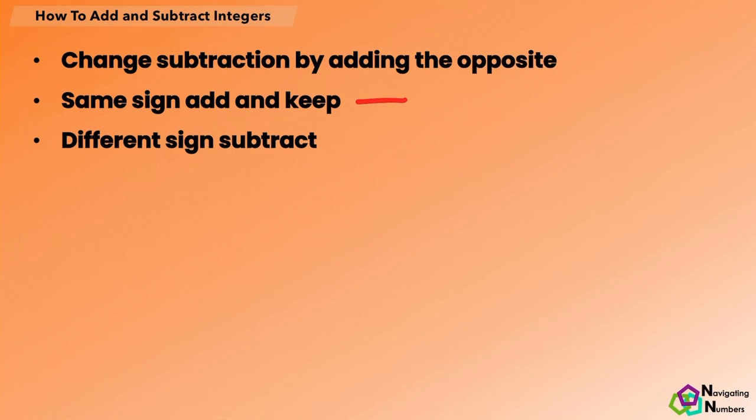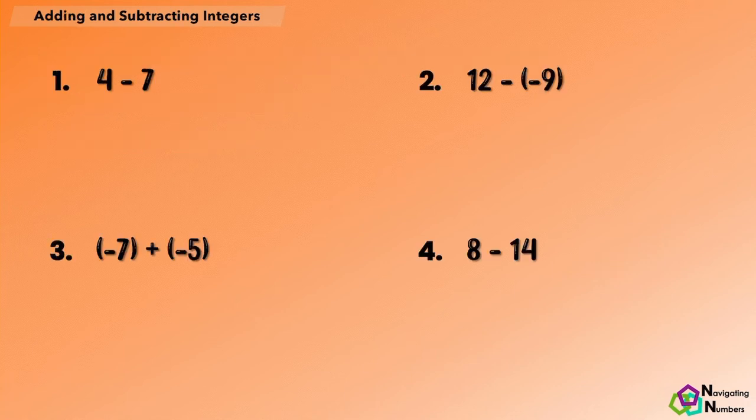The first one is if they have the same sign, then you add their values and you keep the common sign. If those two integers that you're adding have different signs, if one of them is positive, one of them is negative, then you subtract the values and then you keep the sign of the larger one. So let's take a look at some examples.